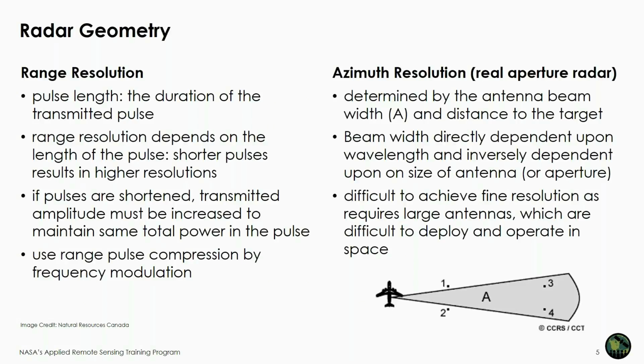Azimuth resolution is defined by the antenna beam width. That's A in this diagram that you see here, as well as the distance to the target. The beam width is directly dependent upon the wavelength and is inversely dependent upon the size of the antenna. And it's difficult to achieve fine resolutions as that requires very large antennas, which can be difficult to deploy and operate, especially when we're talking about satellites.